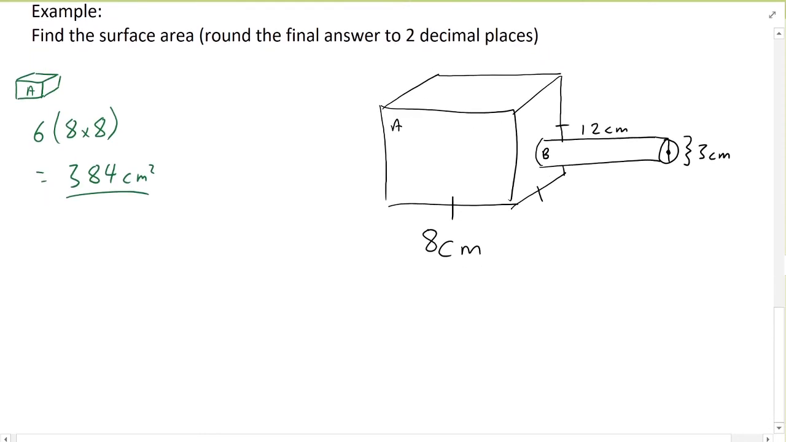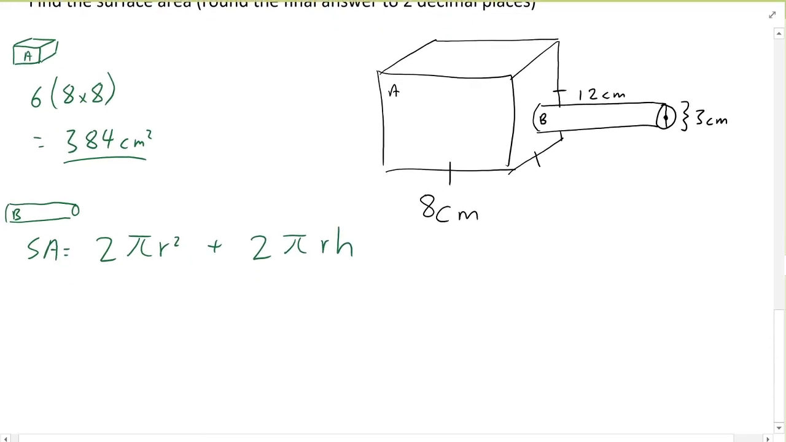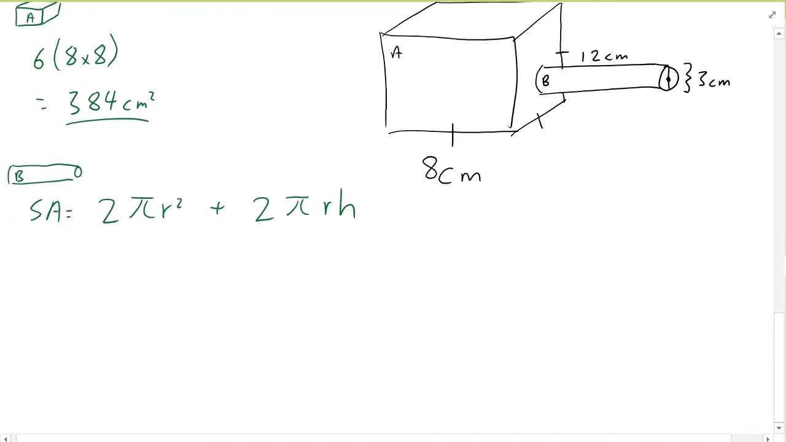Let's move on to the next one. The next one is going to be our little cylinder, which was tilted on its side. Okay, to calculate the surface area of a cylinder, we learned that there was a formula for that, and it says that 2 pi r squared plus 2 pi r h is how we would calculate the surface area. And so let's plug in our numbers.